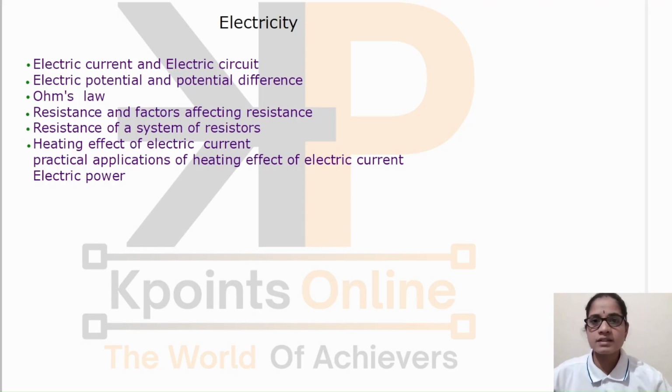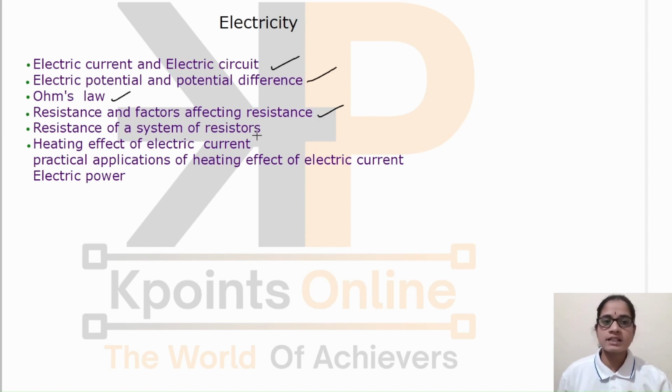Hello my dear students. In today's session we are going to start the chapter Electricity. What are the concepts that we are going to study in this chapter? We are going to study the meaning of electric current and electric circuit and also electrical potential and potential difference. We are going to learn Ohm's law and also resistance and factors affecting resistance. We are going to study the resistance of a system of resistors when the resistors are connected in series and when the resistors are connected in parallel.